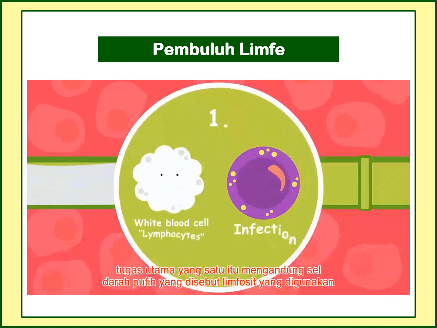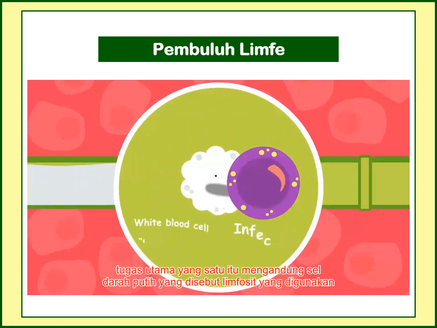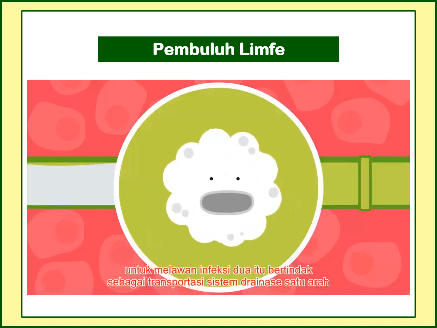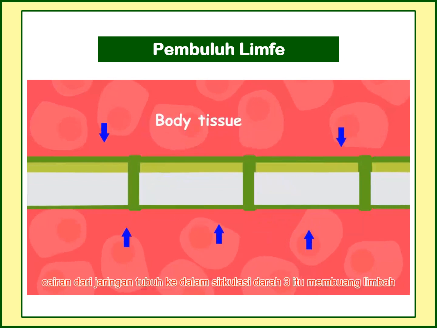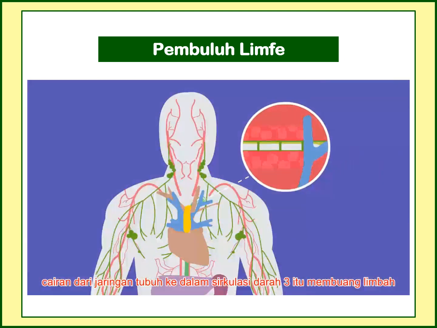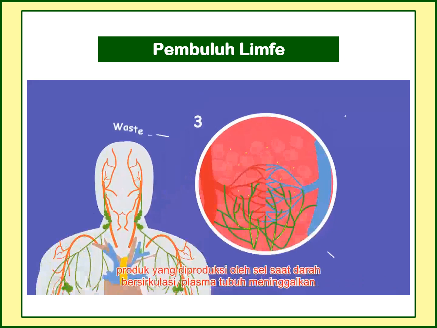1. It contains white blood cells called lymphocytes, which are used to fight infection. 2. It acts as a one-way drainage system, transporting fluid from body tissues into the blood circulation. 3. It gets rid of waste products produced by cells.